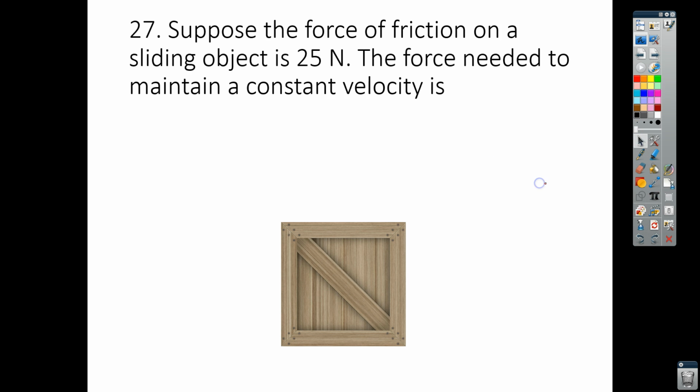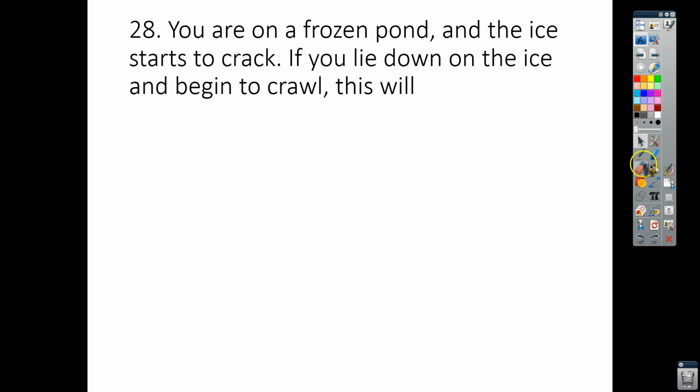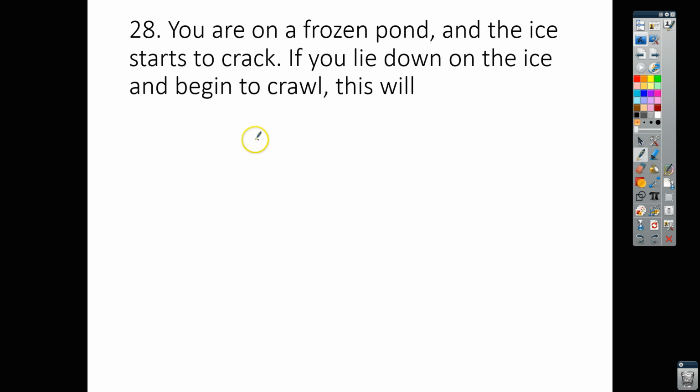For number 28, you are on a frozen pond. The ice starts to crack. You lay down on the ice and begin to crawl so that you can make it to the other side. What this does, if you think about pressure, pressure is equal to force per unit area.